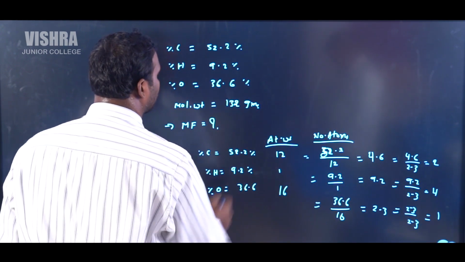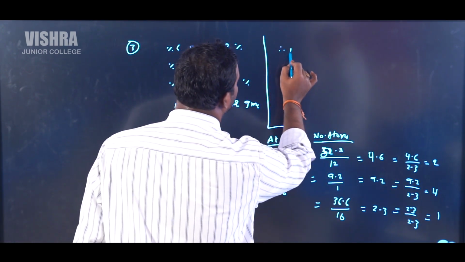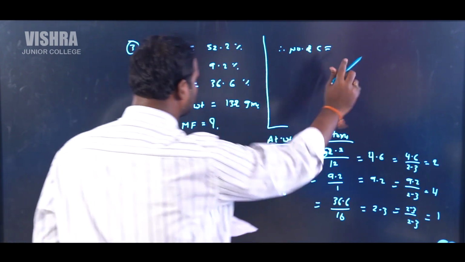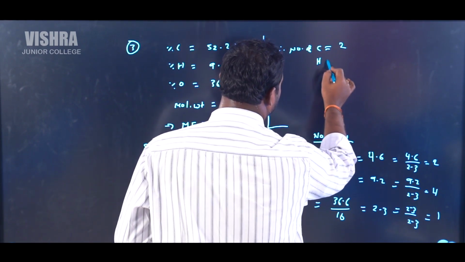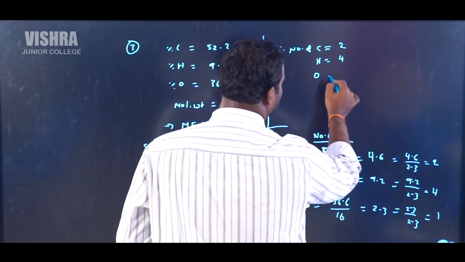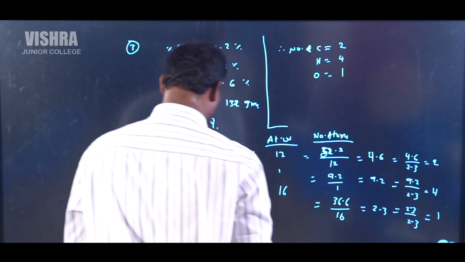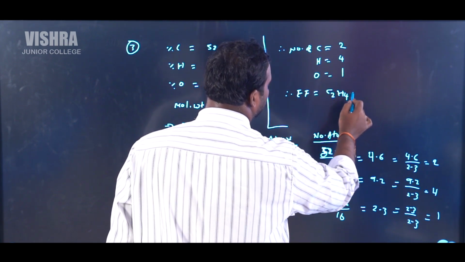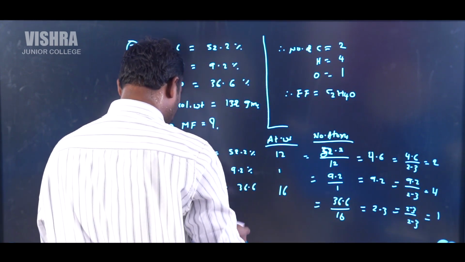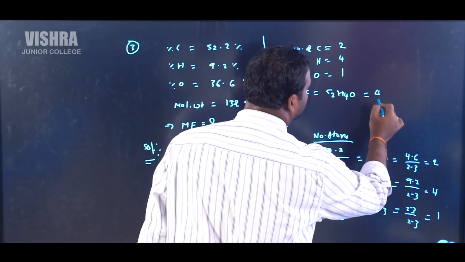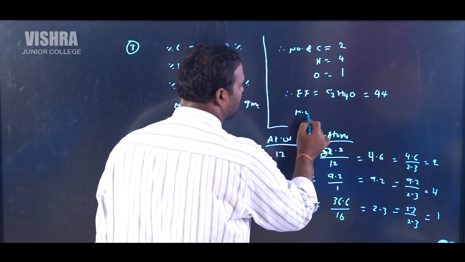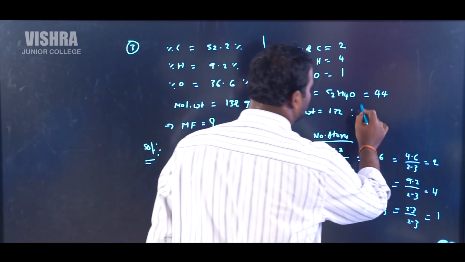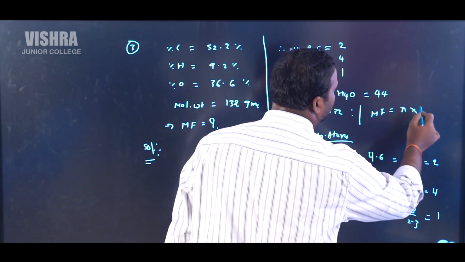Therefore the number of carbon atoms is equal to 2, the number of hydrogen atoms is equal to 4, and the number of oxygen atoms is equal to 1. So therefore the empirical formula of the compound is C2H4O. The molecular weight of the empirical formula is 44, but the given total molecular weight of the compound is 132.